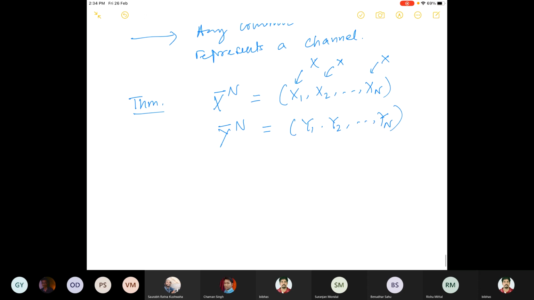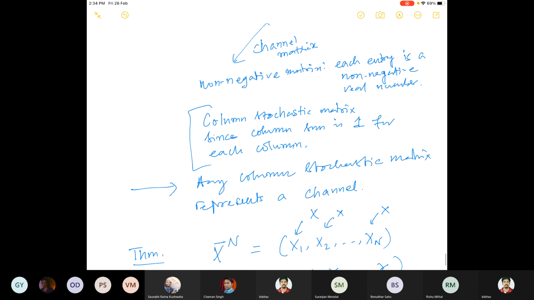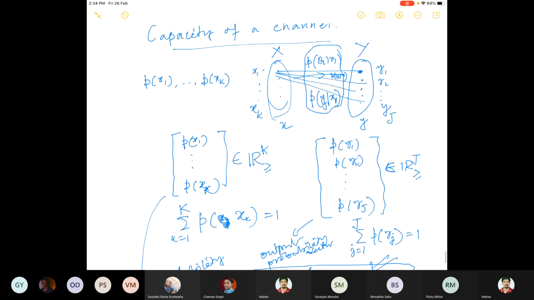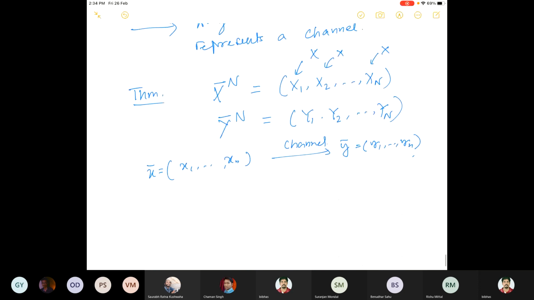And so basically what we're saying is that x bar is the input, let's say x1, x2, ..., xn. Then you have the channel, and then you have an output y bar, let's say y1, y2, ..., yn. And then the theorem states the following. Because we define what is called channel capacity, I think I did not recall the definition, so let me recall the definition of channel capacity once again. Let me first state the theorem.